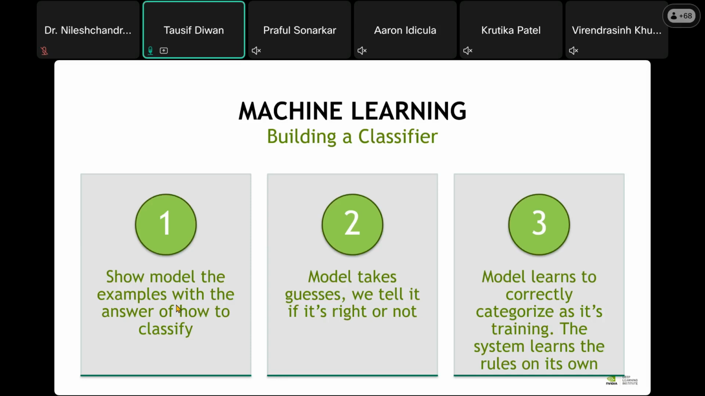Based on this, models get updated. This process is called model learning. The parameters of the model are getting updated. It is known as model learning.